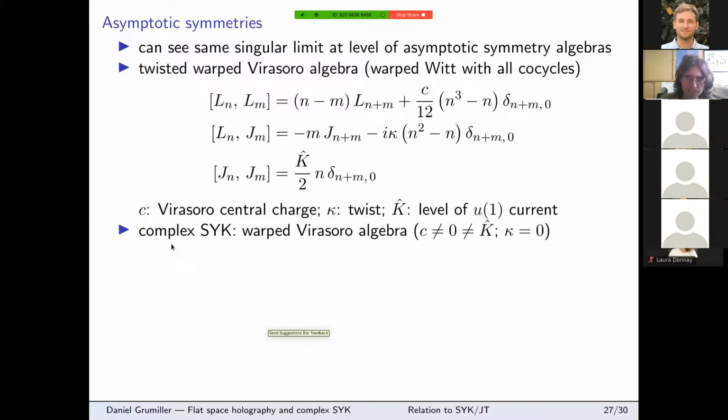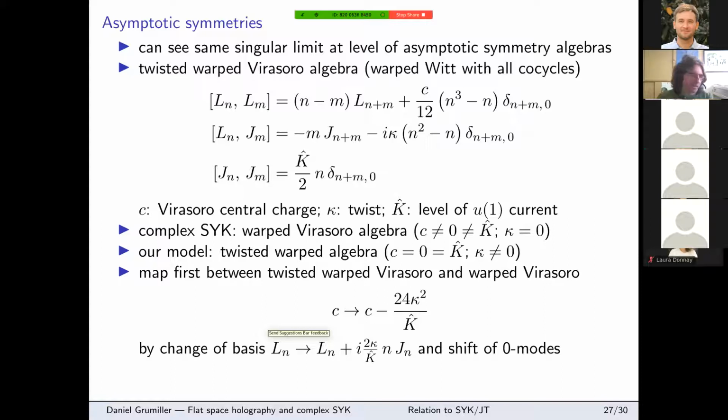And the complex SYK is governed by a symmetry algebra where the twist term is 0, but the other two cocycles are switched on. And our model is based on the twisted warped algebra, which is sort of orthogonal to this case. So all the central charges that are 0 in the complex SYK model are non-zero here. So there's just one, namely kappa. And all the central charges that are non-zero in the complex SYK model are 0 in the twisted warped case. So c and k hat are both 0.